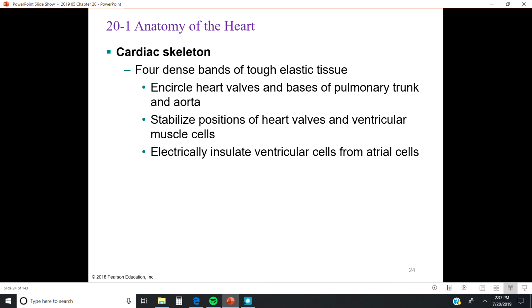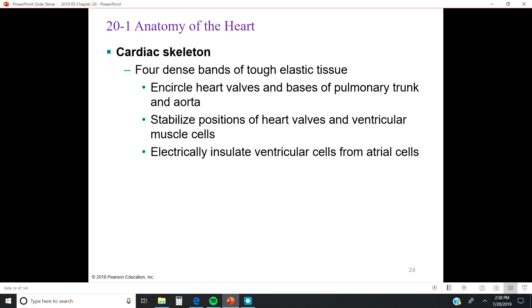Now, part of the connective tissue of the heart is known as the cardiac skeleton. These are dense bands. You can see there's four of them of a very tough elastic tissue. And here's some of the things that the cardiac skeleton does for us. First of all, it's going to encircle the heart valves and the bases of the pulmonary trunk and the aorta. Right, so it's basically going around all of the heart valves that we're going to study in the next lesson, and then also kind of support the great vessels that are coming off the heart. It helps to stabilize the position of those heart valves and then also the muscle cells that are part of the heart.